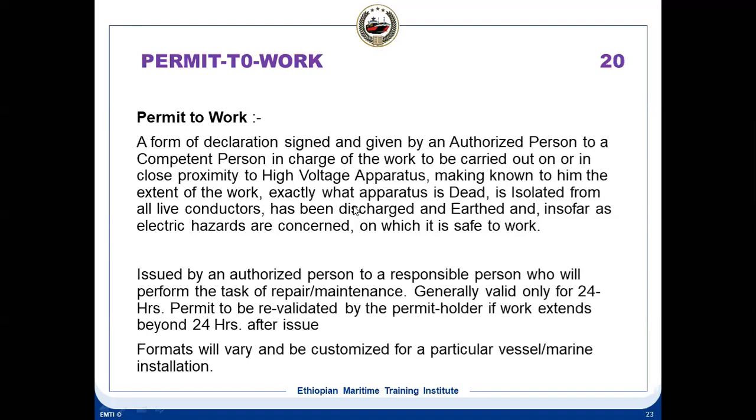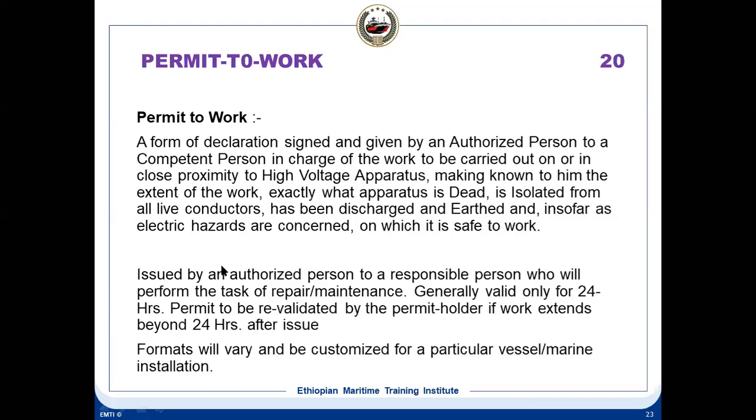Who issues a permit to work? The authorized person issues a permit to work to the competent person. What does the permit to work contain? It will contain the extent of the work, what equipment has been made dead, what has been isolated, and what has been earthed. All these things will be mentioned in the permit to work. I will show you one permit to work format.